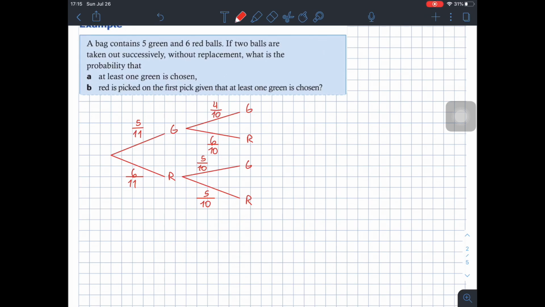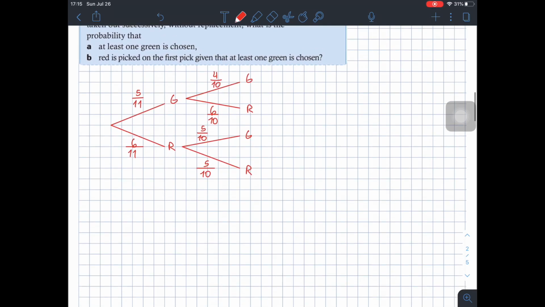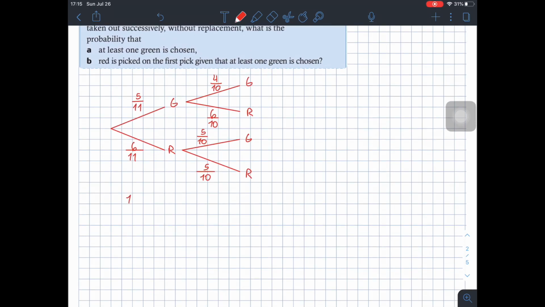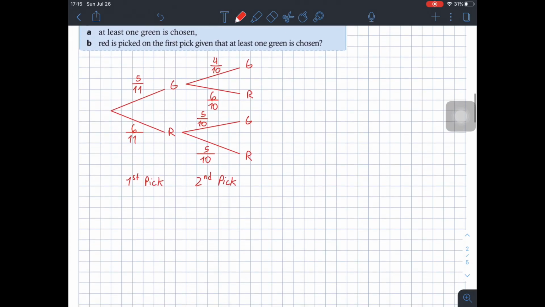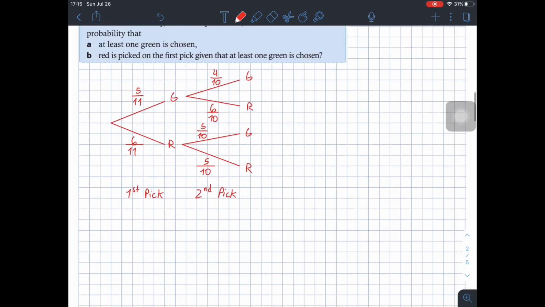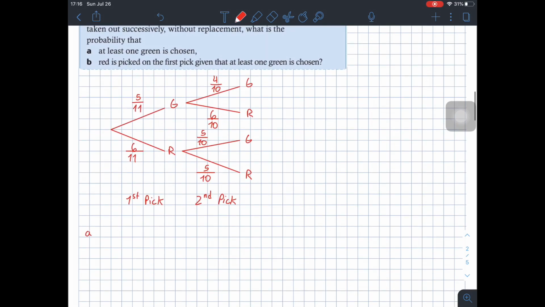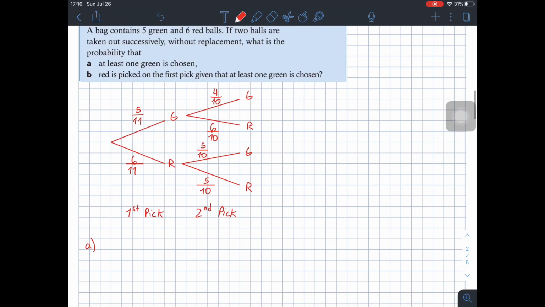Okay, once I have my tree diagram done, let's call this the first pick. This would be the second pick. Okay, so now that we have done this, we can work with the exercise. For part A, it says, find the probability that at least 1 green is chosen.